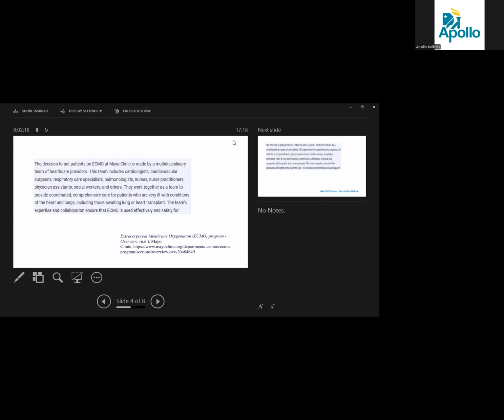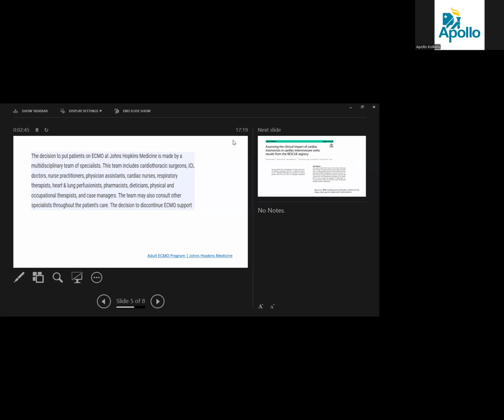If we look at the big hospitals and the big centers, we can see that the decision to put patients on ECMO at Mayo Clinic is made by a multidisciplinary team of healthcare providers. This team, in addition to cardiac anesthesiologists, also includes cardiologists, cardiovascular surgeons, respiratory care physiologists, social workers, pulmonologists, and many other disciplines. Nutrition is included. Johns Hopkins does the same thing.